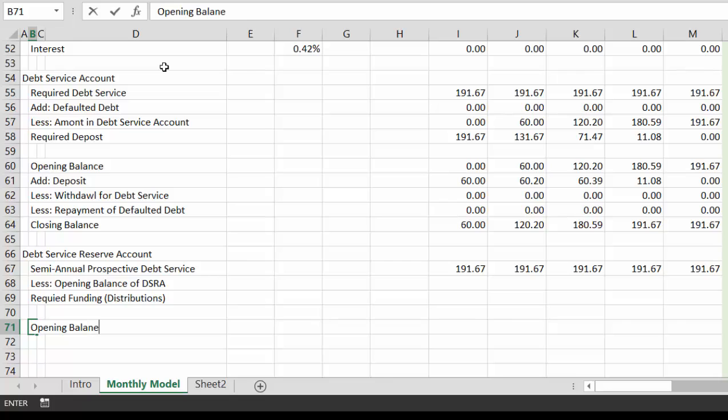So then we put our opening balance. What's wrong with my spelling today? And well, it's always really bad. But then let's add the net funding, which, how about we'll put distributions.